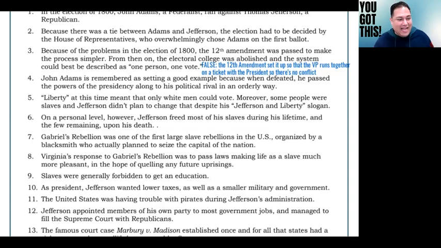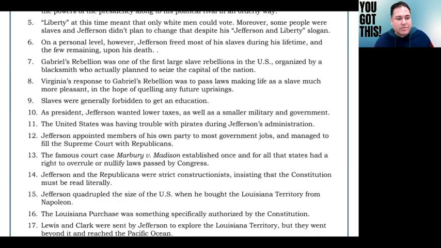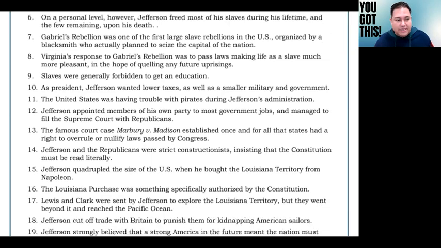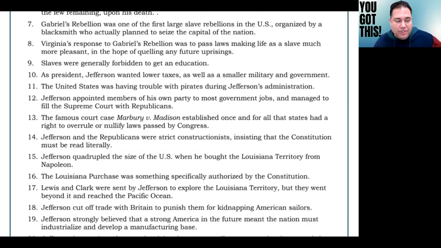That's exciting. Number twelve, Jefferson appointed members of his own party to most government jobs and managed to fill the Supreme Court with Republicans. The first part of that is true. The second part is false. The challenge for Thomas Jefferson was when he took office in 1801, the Constitution was only 13 years old. And so if you think about it, how do federal judges and Supreme Court justices get a job? They get a job when there's a vacancy, right? When a previous Supreme Court justice or federal judge retires or dies.